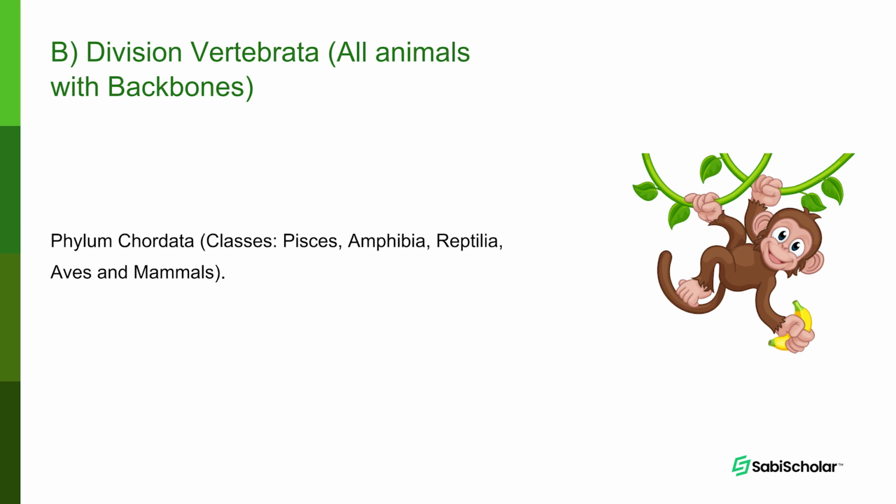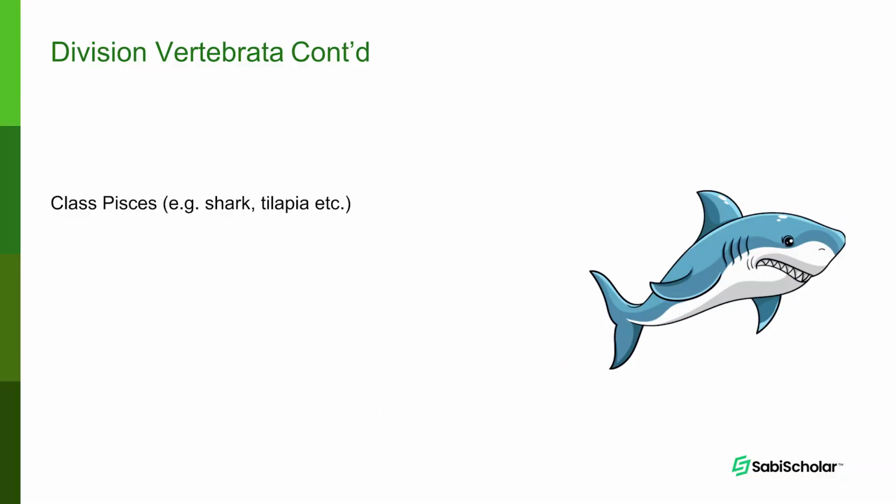Now, the first one we'll be looking at is the class Pisces, where you find the fishes like the shark, the tilapia, etc. Now, these ones are mostly aquatic. They live in water and they are cold-blooded. We call them poikilothermic, which means that their body temperature changes with their environment.